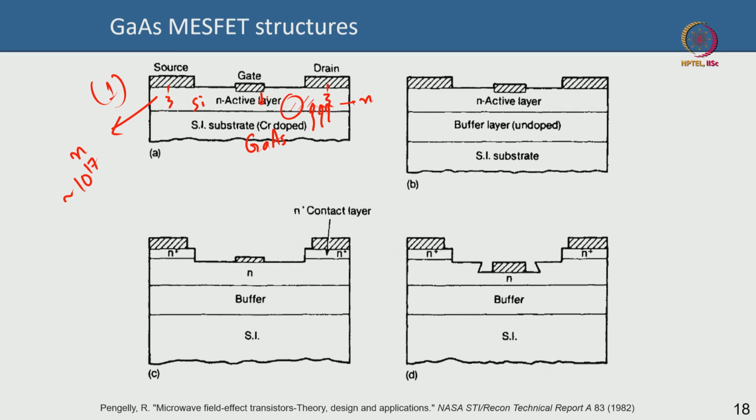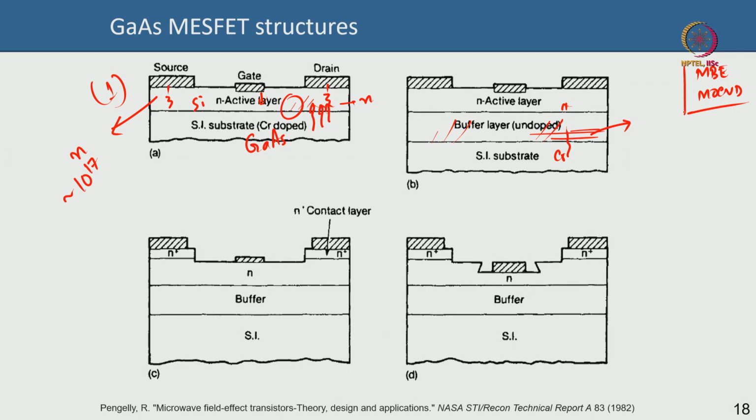The next generation, the first idea to implement, was that you introduce an extra layer here which is called a buffer layer to prevent chromium from out diffusing and reaching the active layer. In a way you are not allowing the chromium to come to the active layer, so your mobility improves. And this buffer layer people use as an undoped layer. You can do epitaxial growth, for instance people do MBE or MOCVD, and in that case we call it an epitaxial gallium arsenide wafer or epistack.